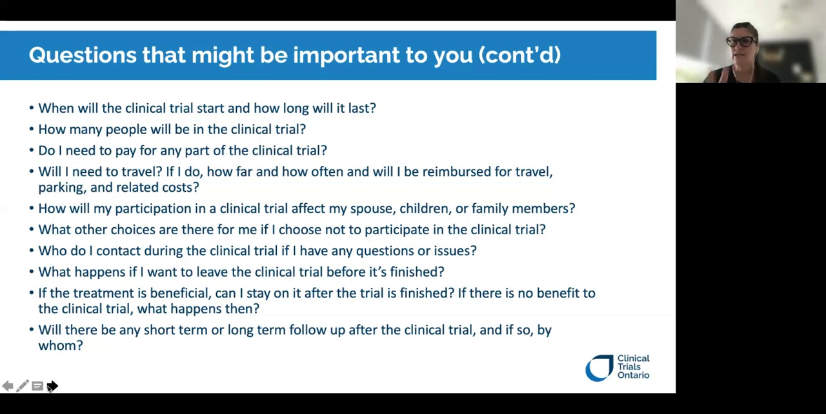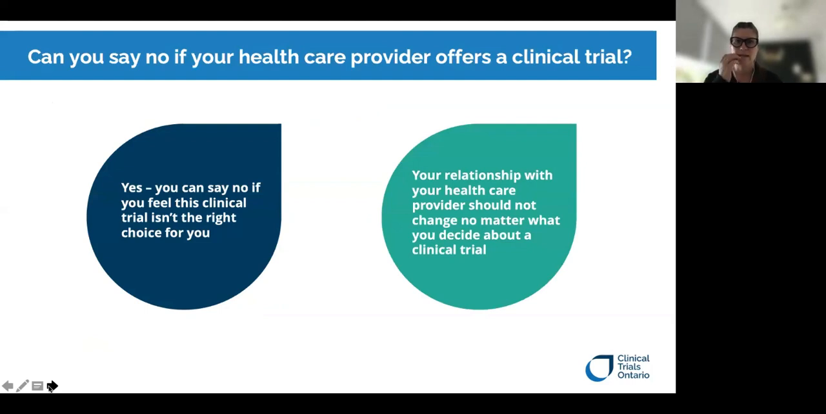So again, I'll share these slides with Erin. This information is also on CTO's website. And those might just be some of the things that you ask. Everybody's got their own situation and things that are important to them. So do make sure that you think about the kinds of questions you want to ask. And again, the trial team will be more than happy to answer those questions with you. Some people want to know if the results from the trial will be shared with them as well. And that could be an important question for you.